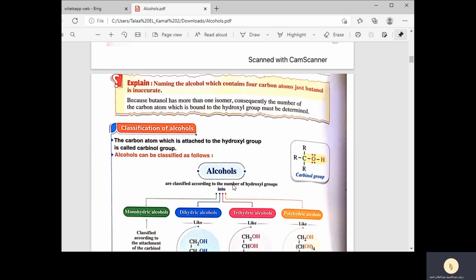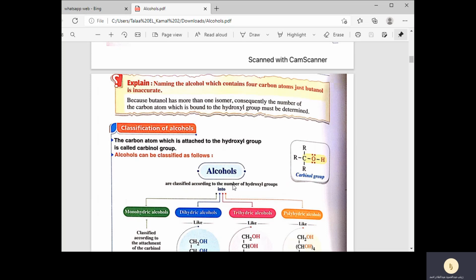In this question, he asked: naming the alcohol which contains 4 carbon atoms just "butanol" is inaccurate. Why? Because butanol has more than one isomer. Consequently, the number of the carbon atom which is bound to the hydroxyl group must be determined. يعني فاش يكون في 4 كربون أقول أي اسم كده؟ لا, لازم أحدد number of carbon atoms which is bound to hydroxyl group عشان اقدر اقول ايه هل هو 1 ولا 2 ولا ايه بالظبط.